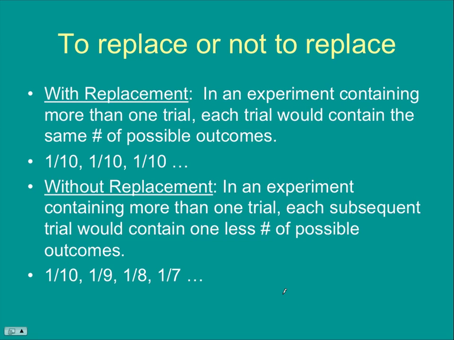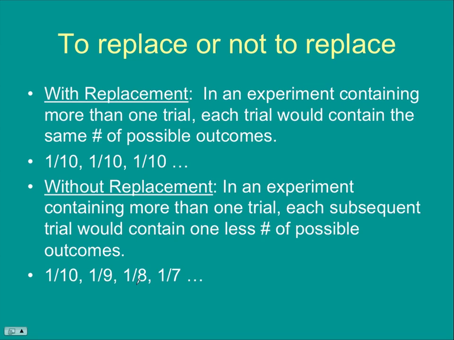Now, to start our topic of dealing with and problems, we're going to deal with this question of to replace or not to replace. With replacement means in an experiment containing more than one trial, each trial would contain the same number of possible outcomes. And this is what we called independent events. Without replacement means in an experiment containing more than one trial, each subsequent trial would contain one less number of possible outcomes. And so you can see here, we have 1/10, 1/9, 1/8, 1/7. Okay, whereas before it stayed the same, 1/10, 1/10, 1/10.